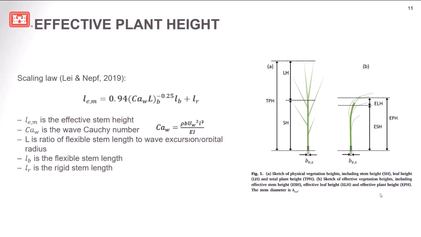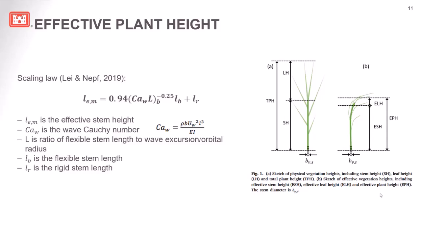So what is effective plant height? This is calculated using a scaling law for a seagrass meadow proposed by Lay and Neff in 2019. So the scaling law was developed assuming uniform wave properties throughout the water column, so linear wave theory and fully submerged vegetation. Here, LEM is the effective stem height, CAW is the wave Cauchy number, L is the ratio of flexible stem length to wave excursion or orbital radius, LB is the flexible stem length, and LR is the rigid stem length. So the wave Cauchy number is the ratio of hydrodynamic drag to the restoring force due to blade stiffness.